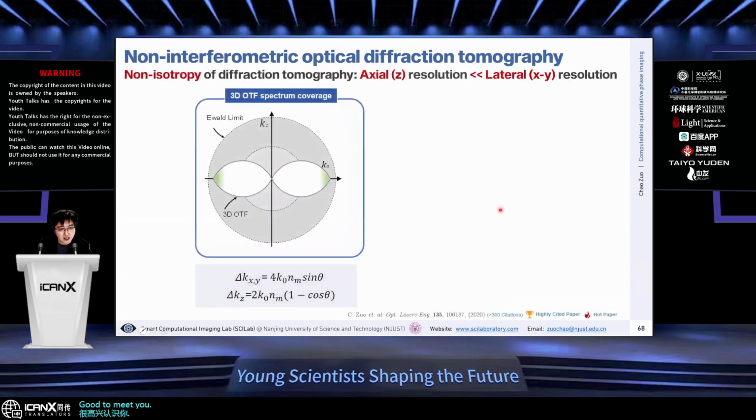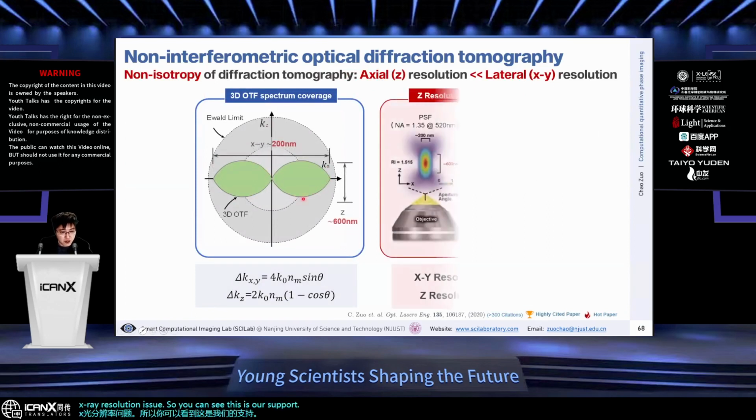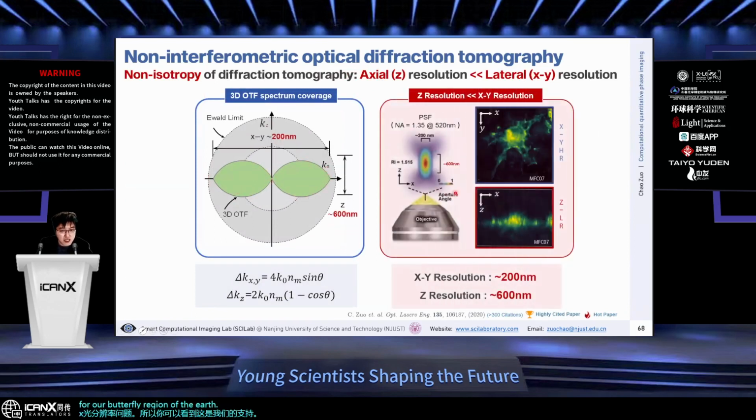And finally is the axial resolution issue. You can see this is the support of our butterfly region of the OTF. The XY resolution is much better than along the Z direction, so you can see the elongation along the Z optical axis. This is actually quite a normal phenomenon for optical diffraction tomography.